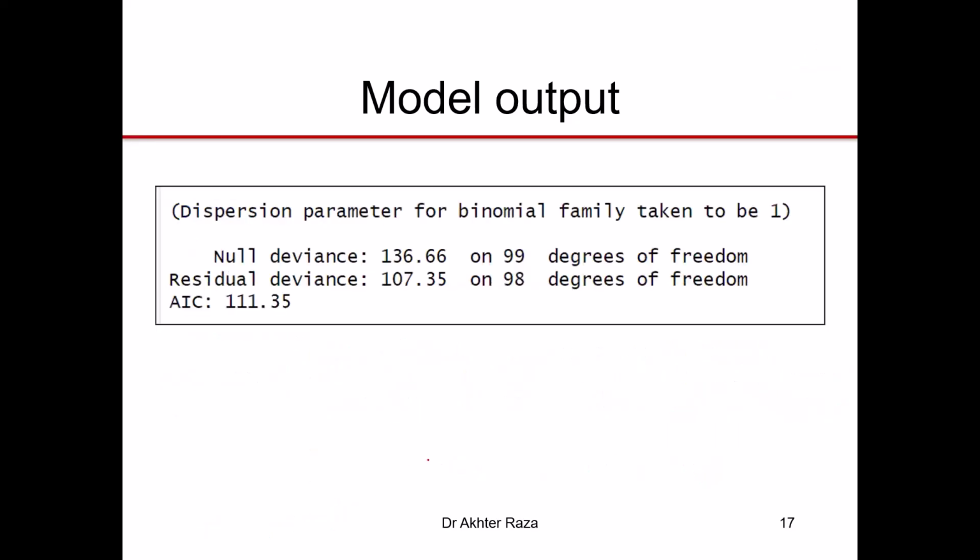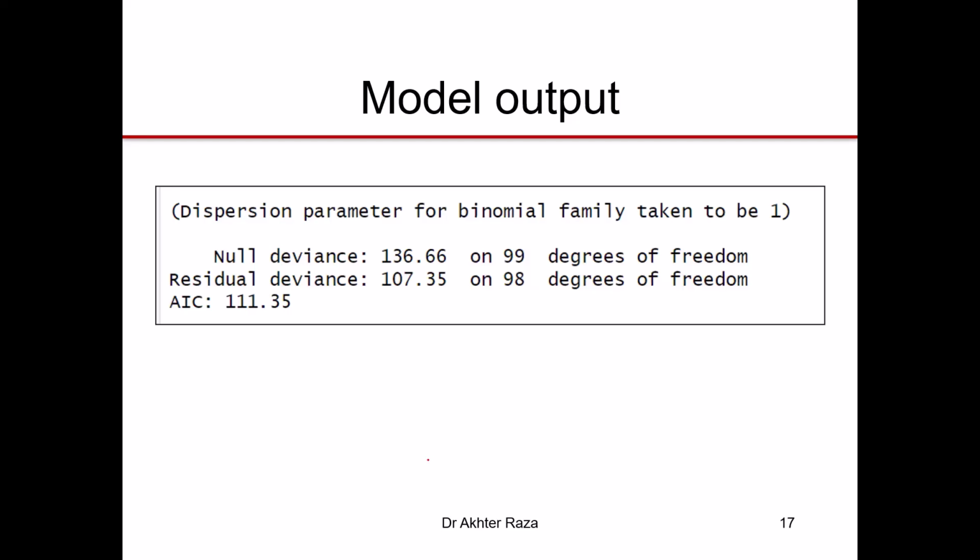The measures of the degree of accuracy of the model are null deviance, residual deviance, and the AIC. AIC stands for Akaike information criterion. The smaller the value of AIC, the better the model. The larger the value of the null deviance indicates the poorness of the model. Smaller values mean a good model, larger values a poor one.